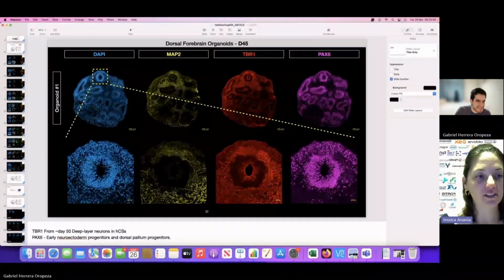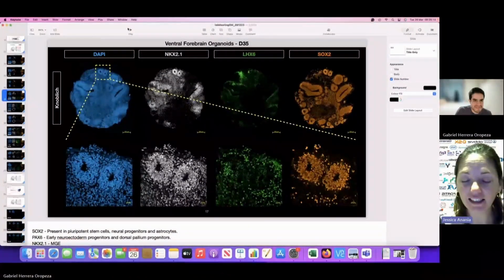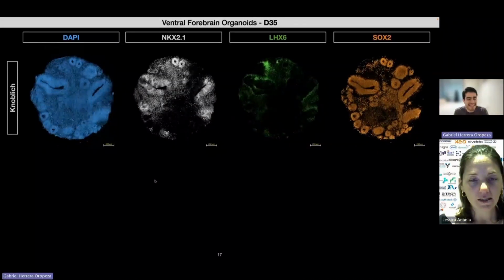Brilliant. So you'll have to explain how the markers differ for us, so we get a bit of an understanding. They do look physiologically slightly different. A bit, yes, they're a bit different. So this is a ventral forebrain organoid. This is a day 35.